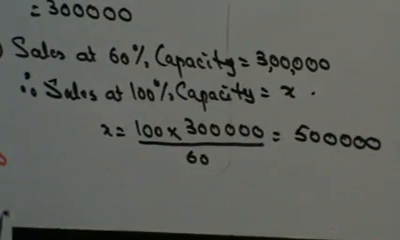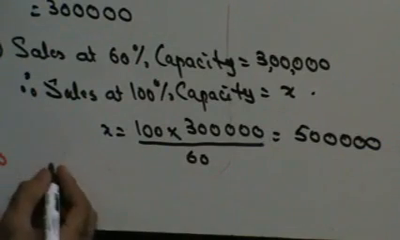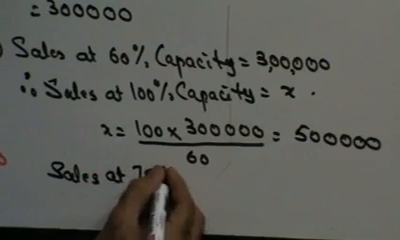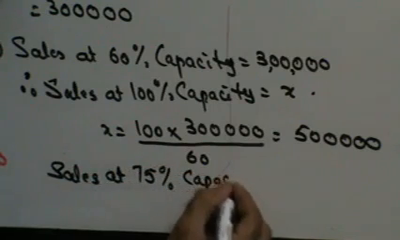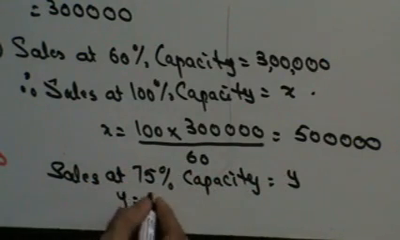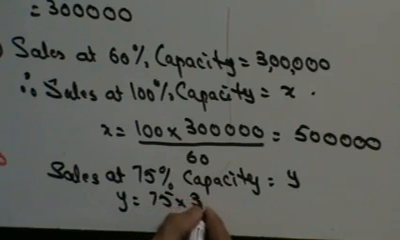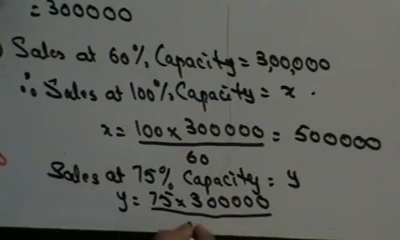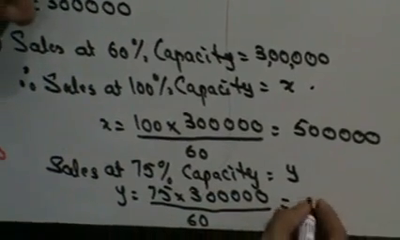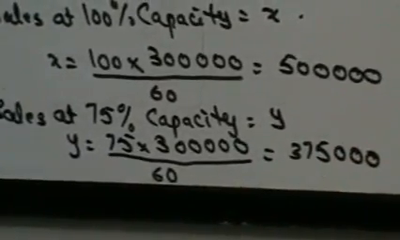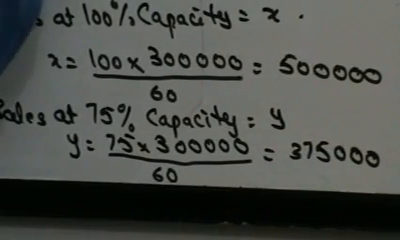Okay, they've also asked me to compute the profit at 75% capacity. Let's first find out sales at 75% capacity. Sales at 75% capacity will be say Y. So I can say Y is 75 into 3 lakhs divided by 60. So please help me calculate this. 3,75,000. So at 75% capacity, my sales is going to be 3,75,000.